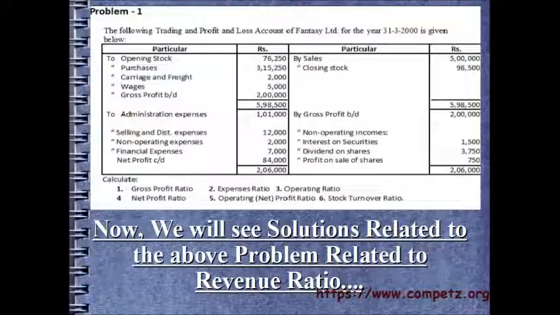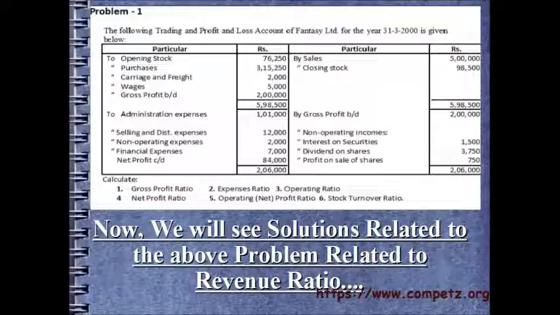Start with the credit side of profit and loss account. By gross profit brought down, that is 2 lakhs. By non-operating income, under non-operating income there are three non-operating incomes. They are interest on securities 1,500, dividend on shares 3,750, profit on sale of shares is 750. Your net profit carried down in debit side is 84,000. So the total amount of income statement or profit and loss account is 2,06,000.